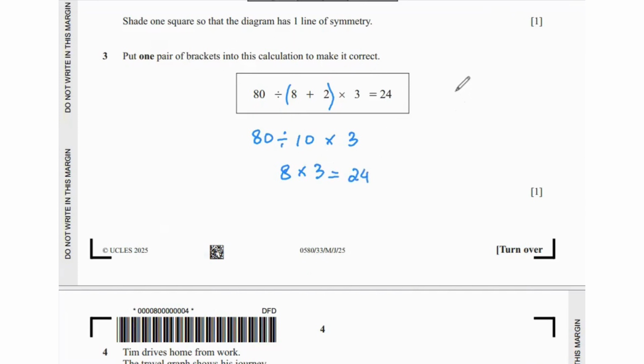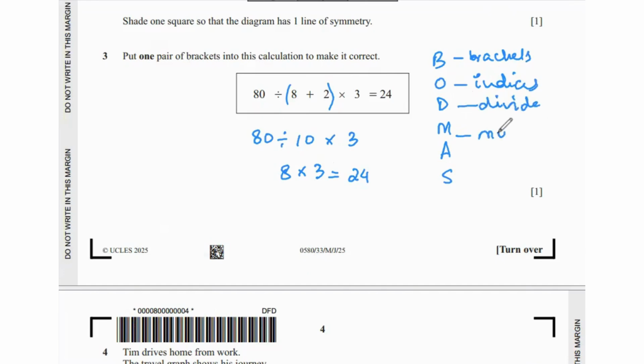For these type of questions, you have to follow the rules of BODMAS or BIDMAS, whatever you call it. Brackets first, then your indices, then divide, multiply, add, and lastly subtract. We go in this order from B to S.